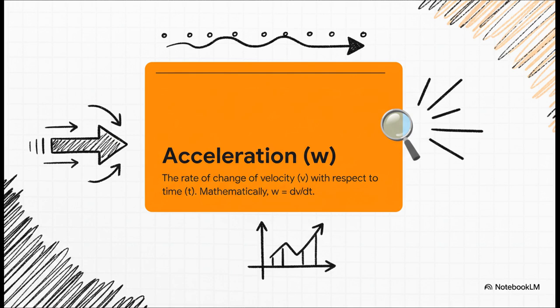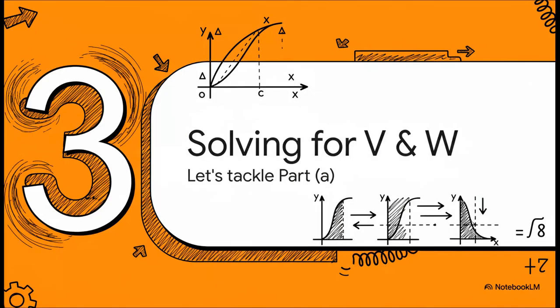And tool number 2, of course, is acceleration. It's just the rate of change of velocity, written as w equals dv over dt. Once we figure out velocity in terms of time, this definition will hand us the acceleration on a silver platter. And believe it or not, with just these two powerful ideas, we're ready. Okay, toolkits are ready. Let's get our hands dirty.